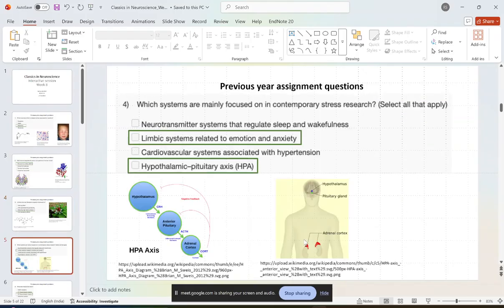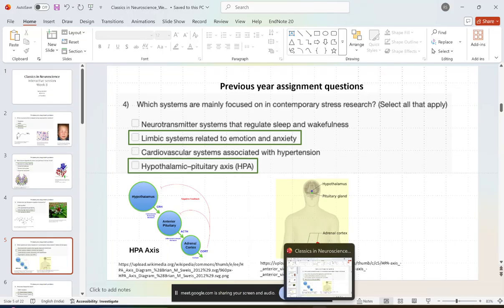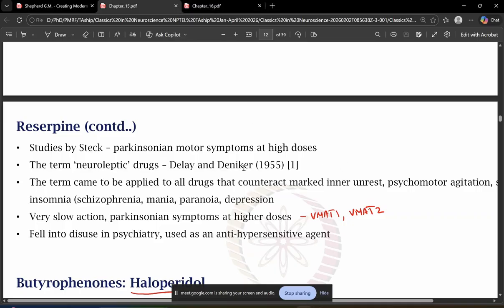Next question. Which systems are mainly focused on in contemporary stress research? Select all that apply. So this is a multiple correct answer question basically. Again, let me go back to the text.